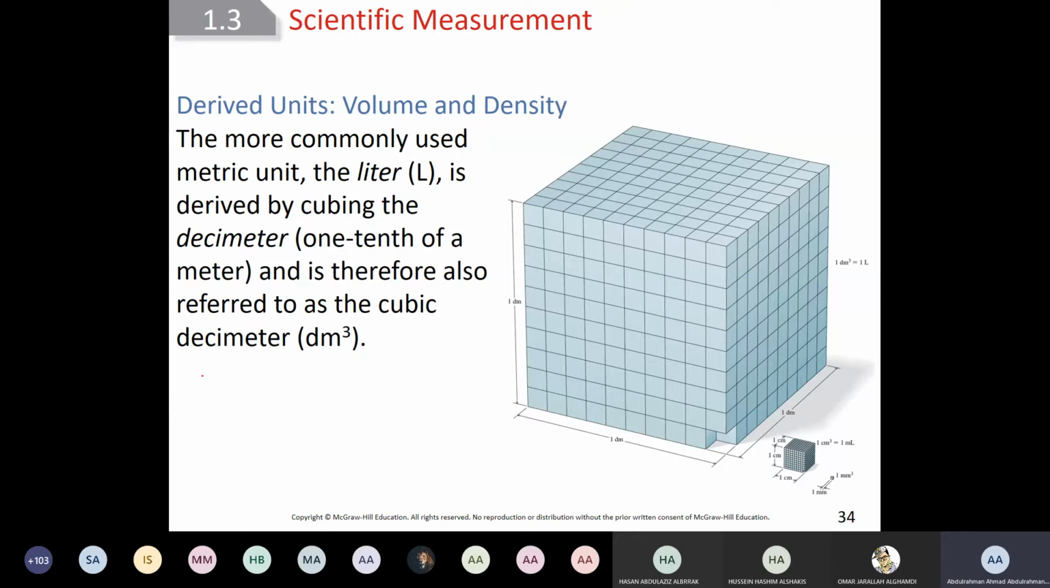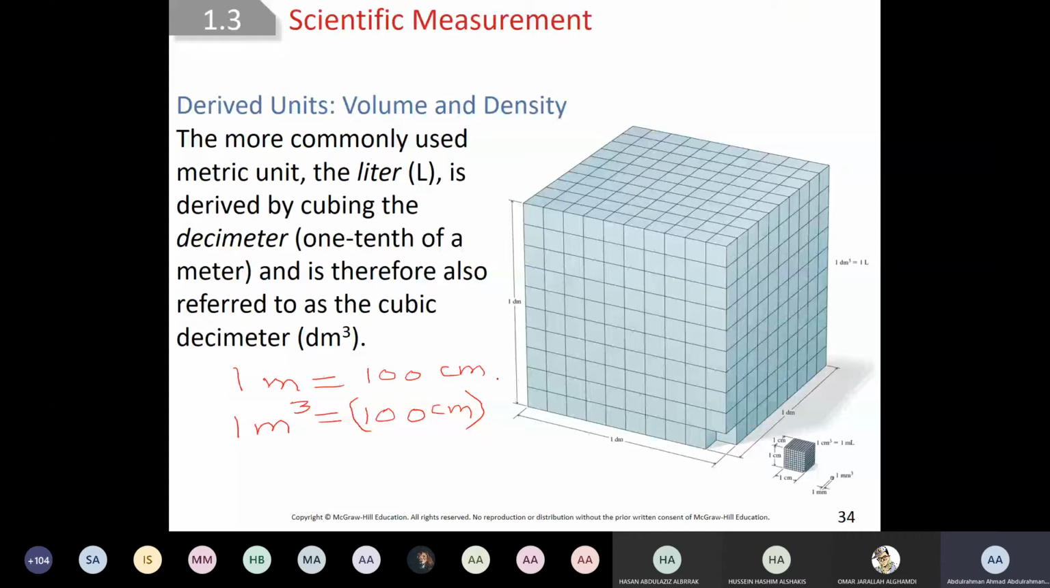Now, if we have 1 meter, how many centimeters is 1 meter? 100 centimeters. Everybody knows this, right? Okay, if I have 1 meter cube, which is the volume, how many centimeters is this? 100 centimeters, all of this to the power 3. What's this equal to? 1 times 10 to the power 6, which is 1 million centimeter cube. Is this clear? Good.